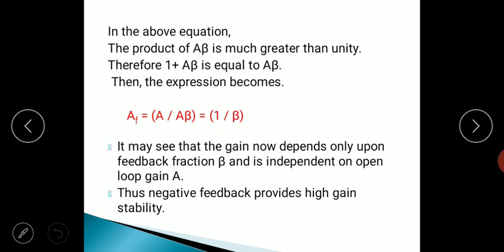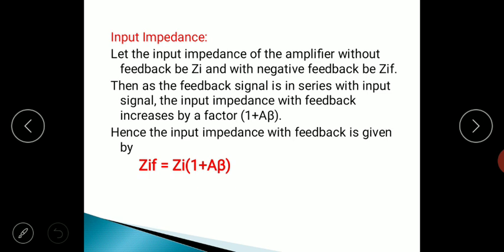So what you can see from this, it may be seen that the gain now depends only upon the feedback fraction beta and is independent of open loop gain A. That is, the closed loop gain of voltage series feedback amplifier entirely depends on beta. Thus, negative feedback provides high gain stability because the closed loop gain doesn't depend upon open loop gain A of the amplifier. Right. Now we'll be discussing some of the important parameters or properties of the negative feedback amplifier for voltage series feedback amplifier.